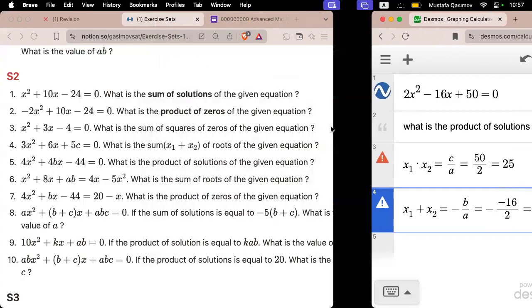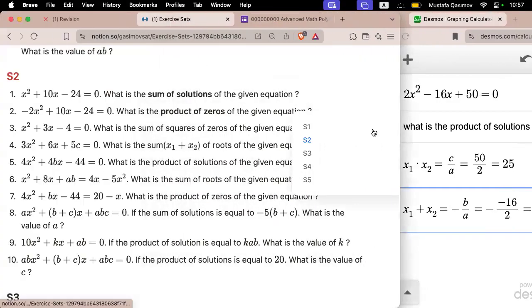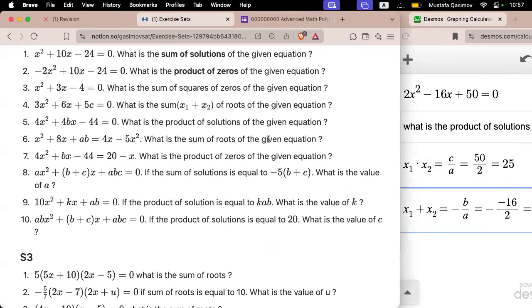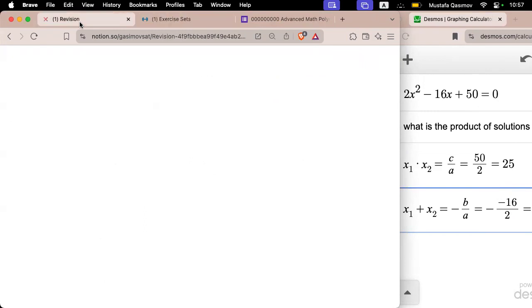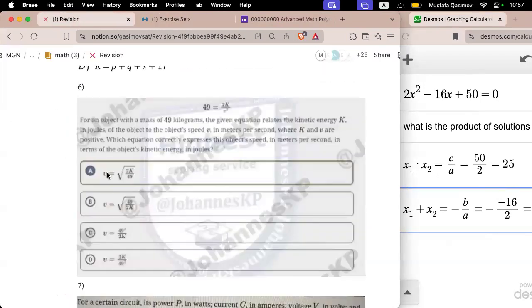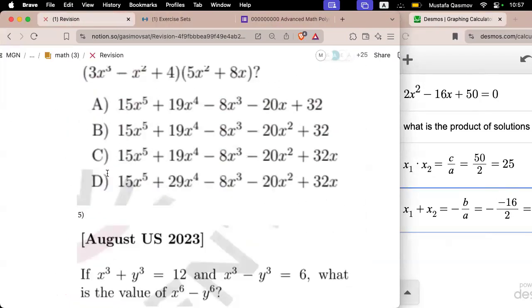It's important actually. So, for example, not this year, but last year, I saw this type of question 3 or 4 times. Let's look. Question related to Viet theorem.